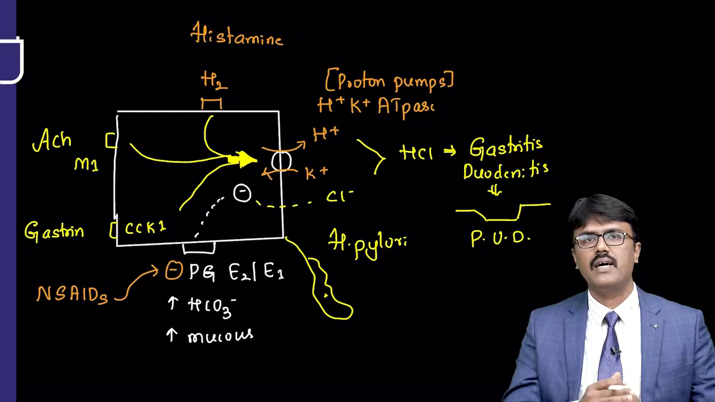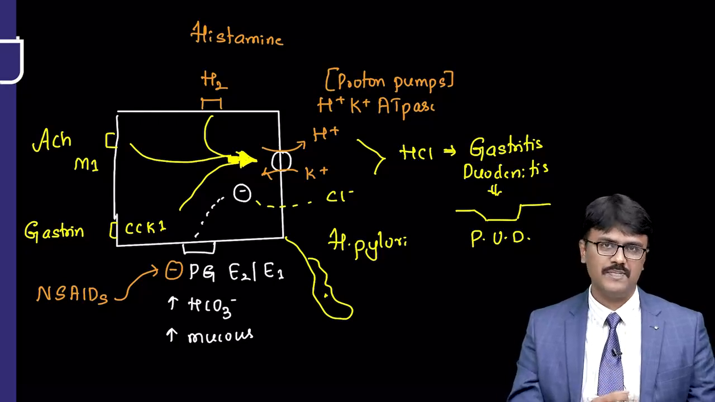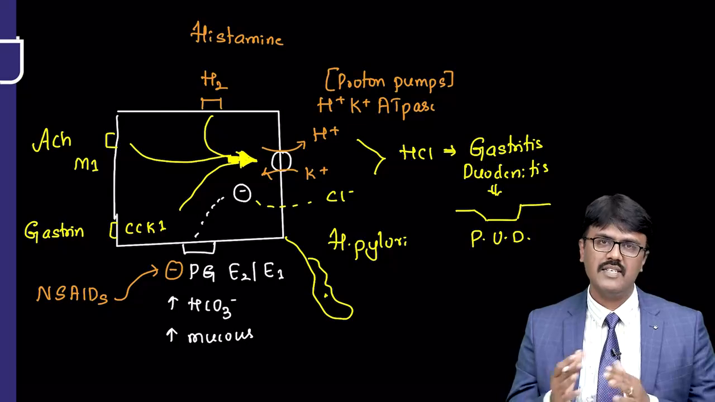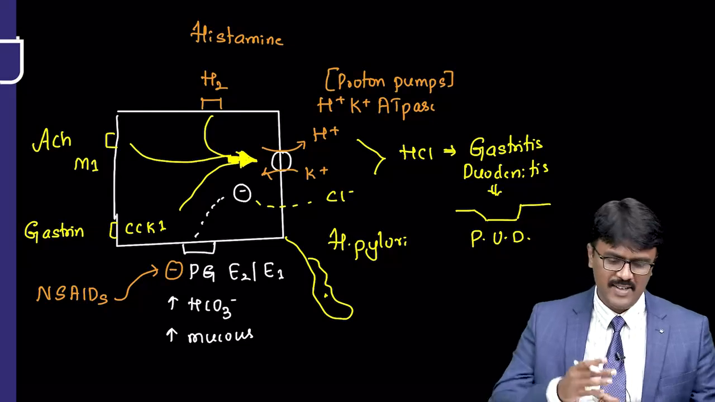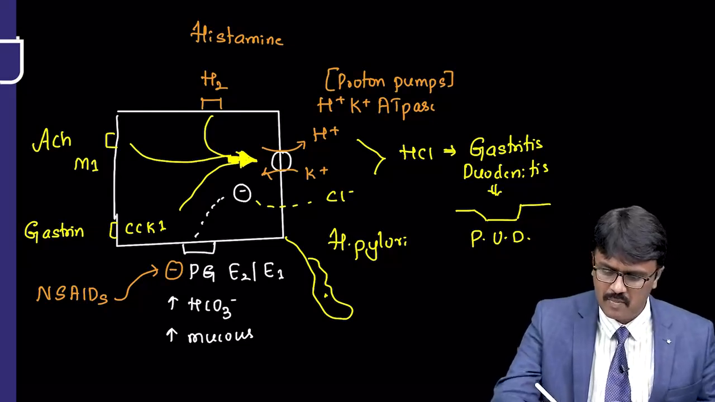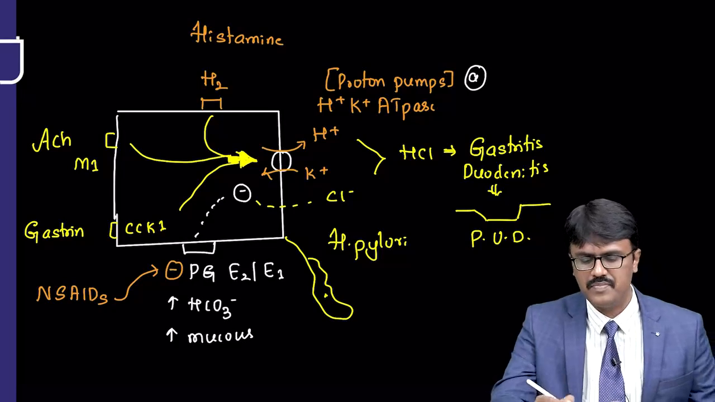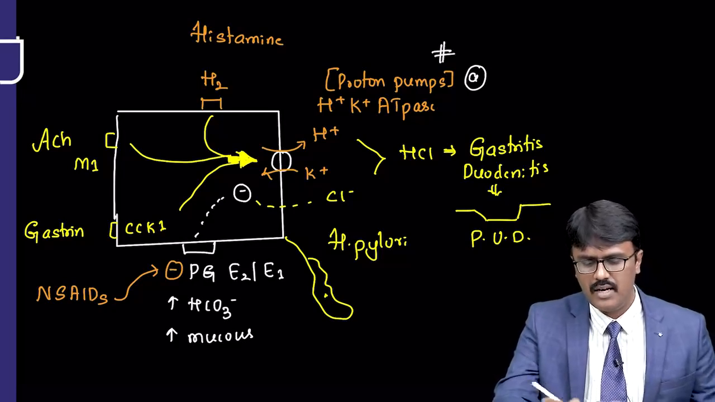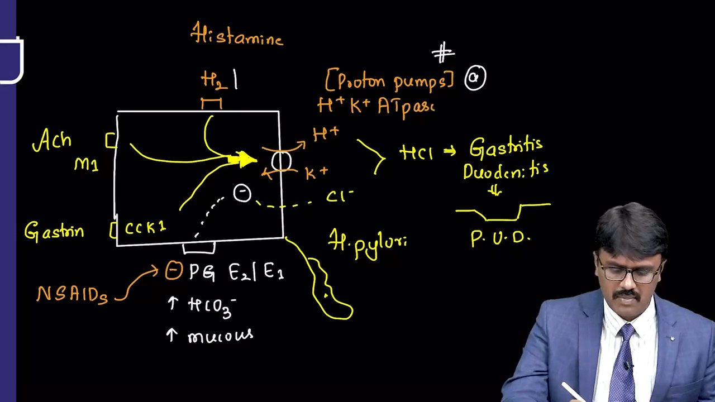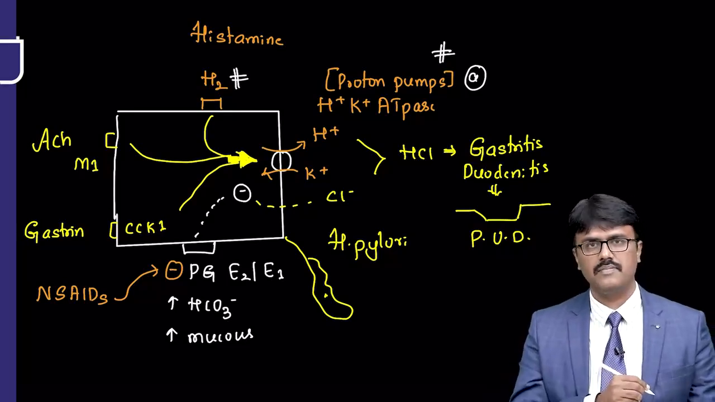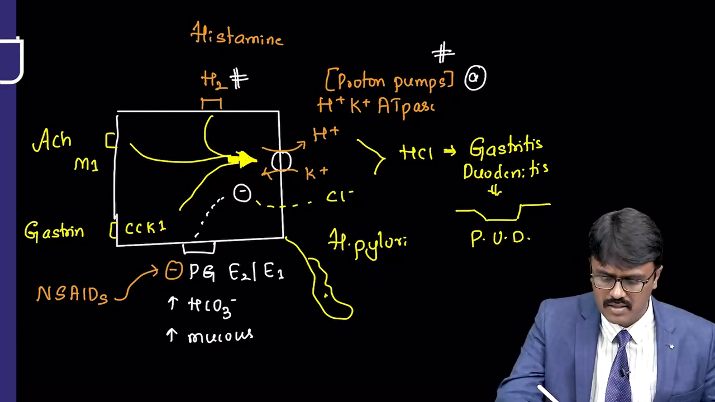Now, where do I target? What drugs should I use? You pause the video and just analyze where we can block these things. So number one, what I can do is block the proton pumps. So block it. Or block the histamine receptor, H2 blockers. So number one is this.